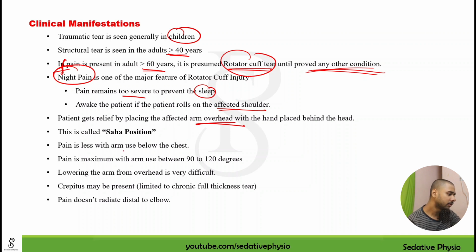Now the pain is less with the arm used below the chest. If I use the arm below the chest level, there will be no pain, but the pain will increase whenever I try to go beyond 90 degrees of the range of motion.